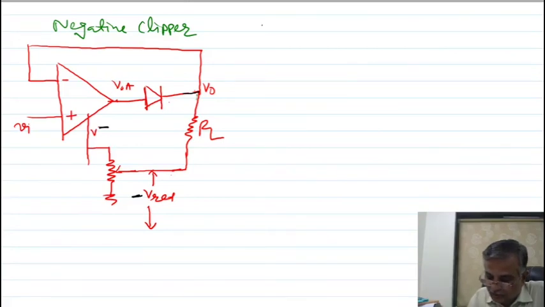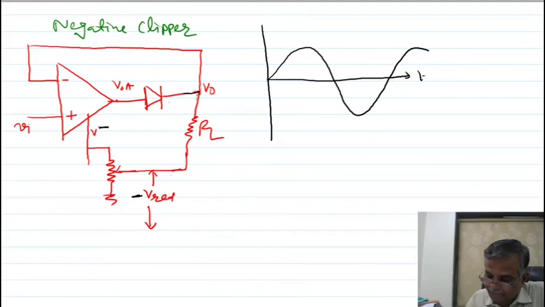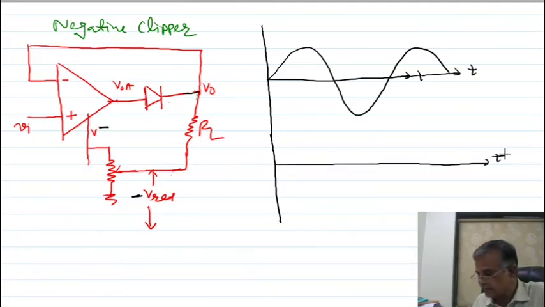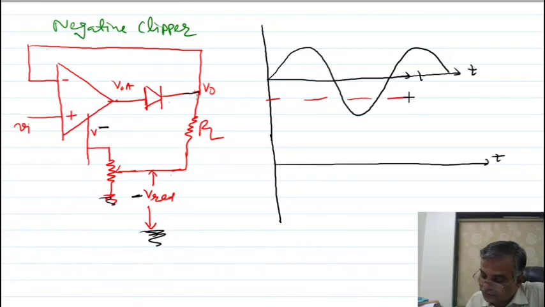See, I am showing the input and output waveform. This is the input waveform, like this. Now let us measure what my output waveform is when I am giving a negative reference voltage. Look here, this is a ground line. Suppose I have given minus voltage, minus V reference, say minus 3 volt just to explain to you.